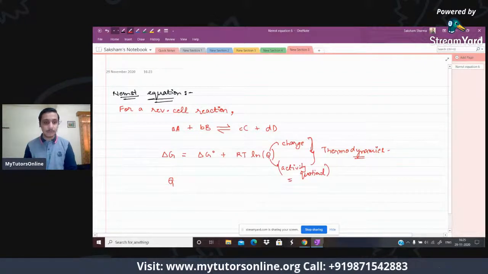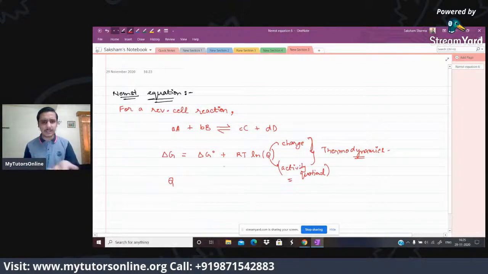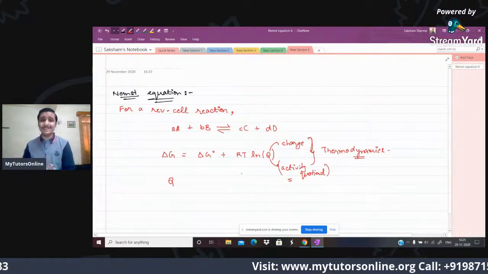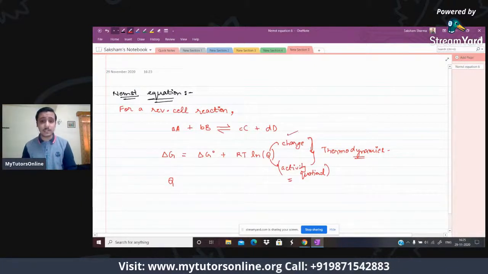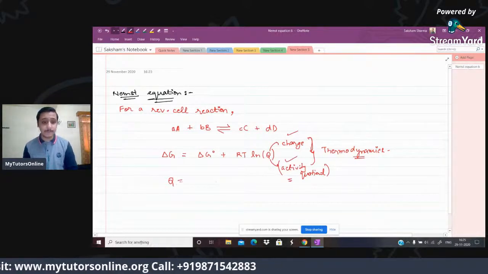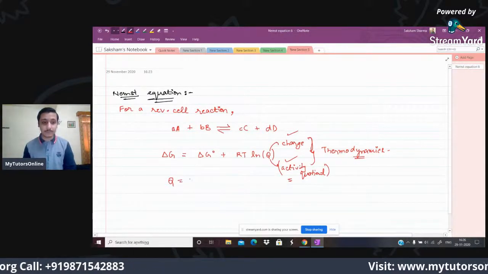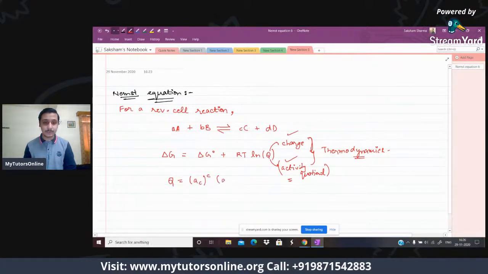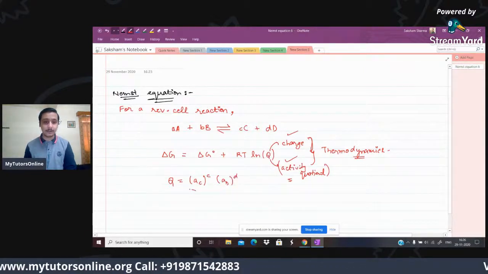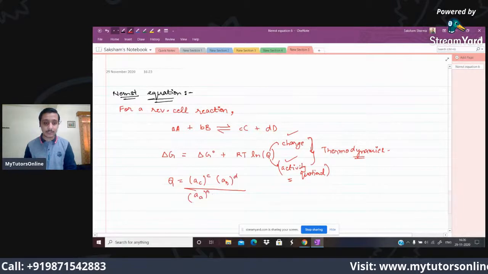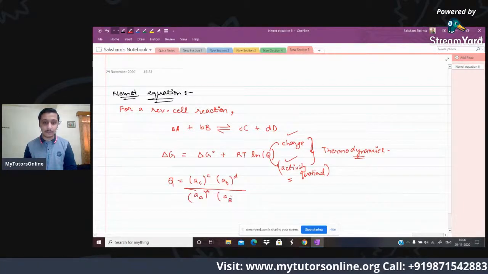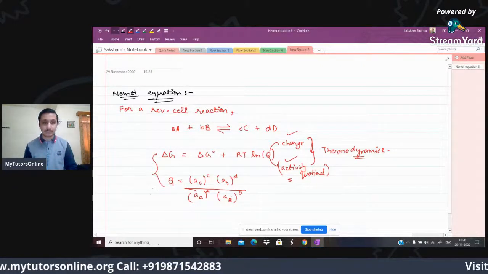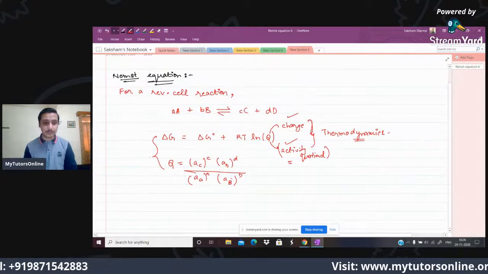Now, whenever we talk about charge and activity quotient, they are equivalent in this case because in thermodynamics you have to solve for various cases. So your Q may represent charge, or it may represent the activity quotient. Whenever we talk about the activity quotient, it will be something like this: the activity of C to the power c into the activity of D to the power d upon the activity of A to the power a and the activity of B to the power b. From these two equations, we get the Nernst equation.